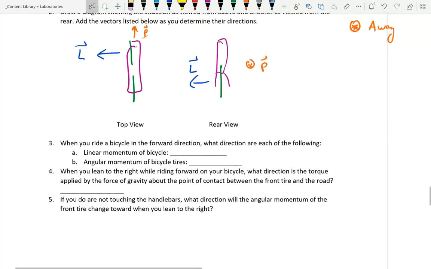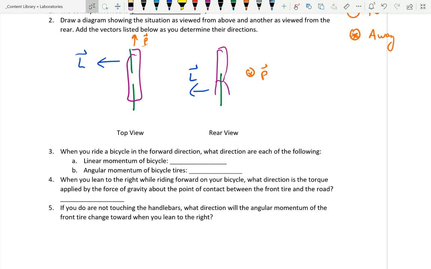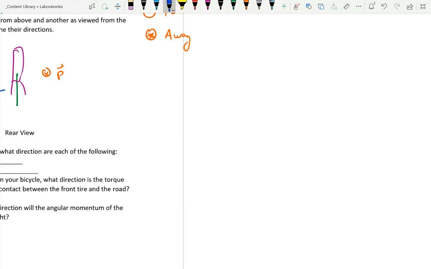Number 4, when you lean to the right while riding forward on your bicycle, what direction is the torque applied by the force of gravity about the point of contact of the front tire? Lean to the right, so here's the bicycle leaning to the right. We want to sum the torques about this point. We have the force of gravity. What direction is force of gravity? Down. Okay, I want to be a little more clear than negative and positive. This is from the rear view.